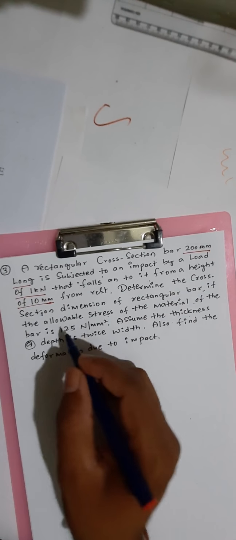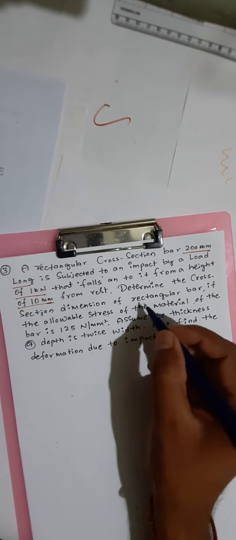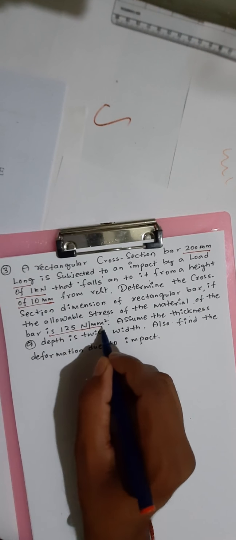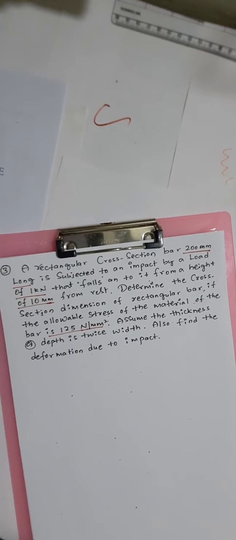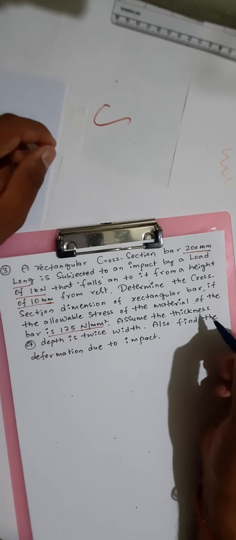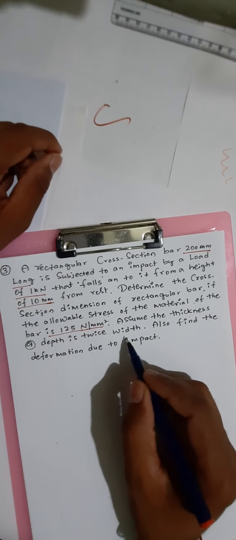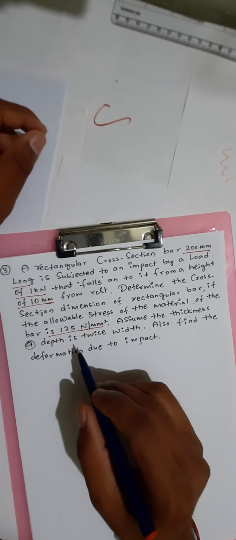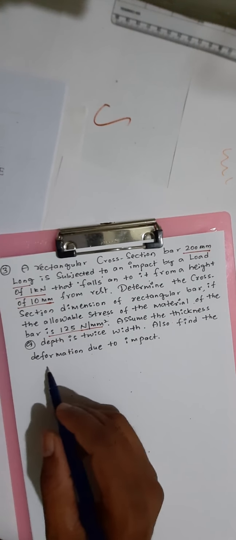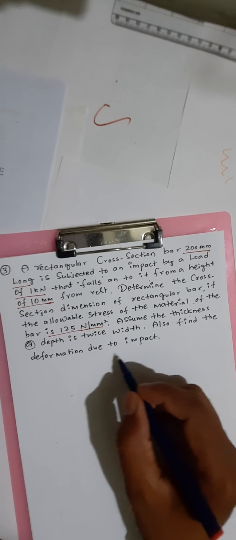Determine the cross section dimensions of a rectangular bar if the allowable stress of the bar material is 125 Newton per mm square. Assume the thickness or depth is twice the width. Also find the deformation due to impact.